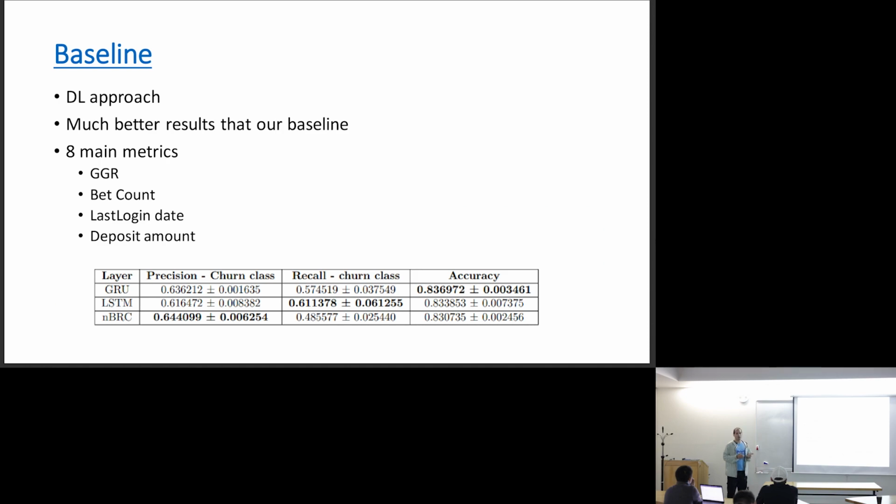Actually, I'm discouraged from sharing a lot of information about the data structure, but I'll use this paper and its features so that you can know what kind of features we are dealing with. Mainly, they are using GGR, which is gross gaming revenue. It's in a way for a player, what is the profit, like how much money they got out of the betting. And then the bet count, the last login date, and the deposit amount.